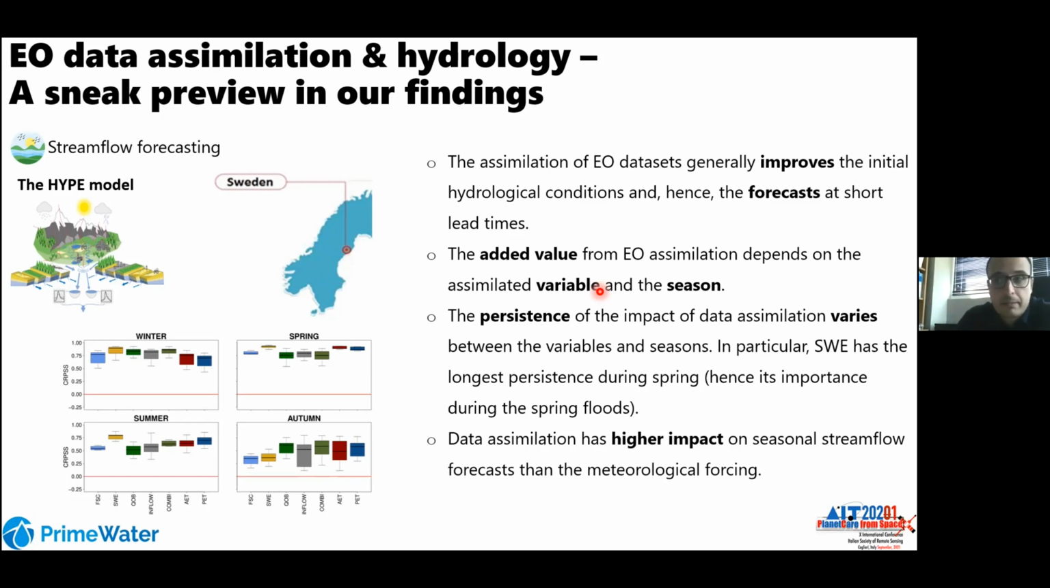Lastly, and perhaps equally importantly, our work has indicated, and this highlights the relevance of EO data assimilation, the fact that data assimilation appears to have higher impact in terms of forecasting skills than the meteorological forcings, the accuracy of the meteorological forcings that we are using.